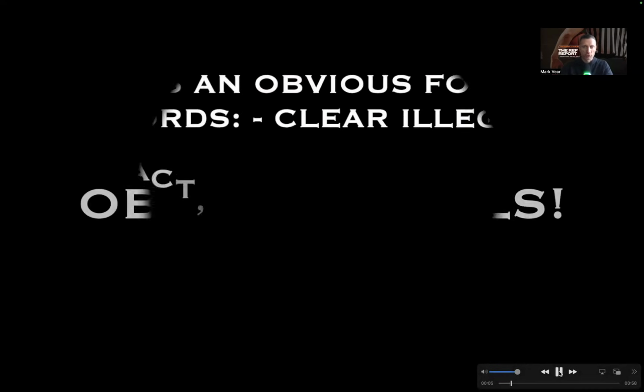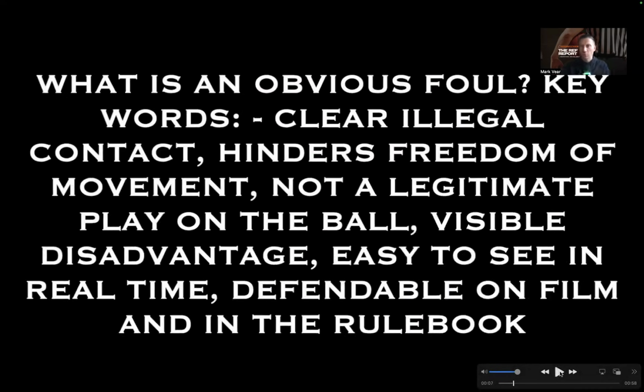So put a few keywords out here. What is an obvious foul? So this is going to be clear illegal contact. These are just words to think about when you're like, do I need to go get that play possibly out of primary? It hinders freedom of movement. That could be for either offense or defense, right? Not a legitimate play on the ball. A visible disadvantage for either player or team. Easy to see it in real time.